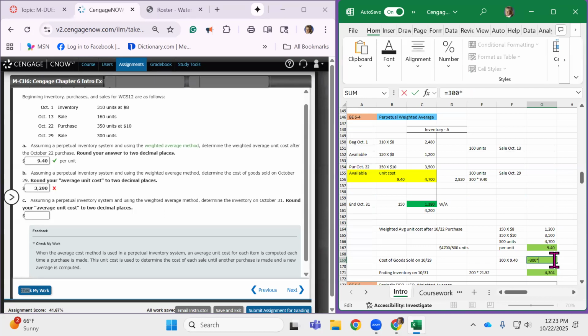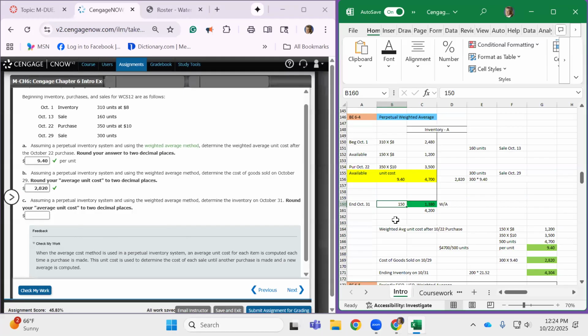300 units that we're selling at the cost of 940 is 2820. Okay, third time's the charm, I hope. 2820. Now let me double check. We're selling 300 at the average cost of 940, which we've already put in to prove that we're right. There we go. So the cost of the sale was that we sold 300 units at 940, which is that average cost. Okay.